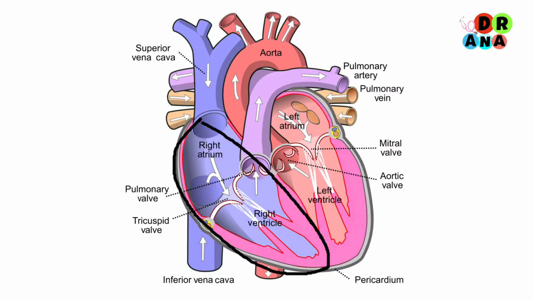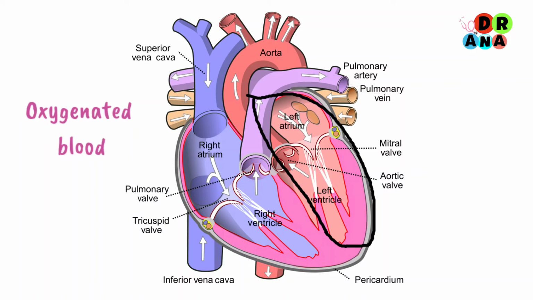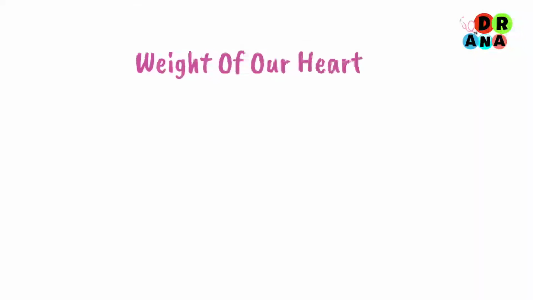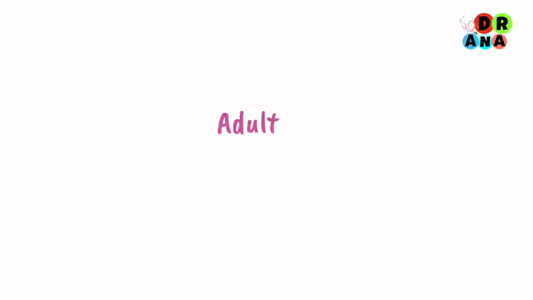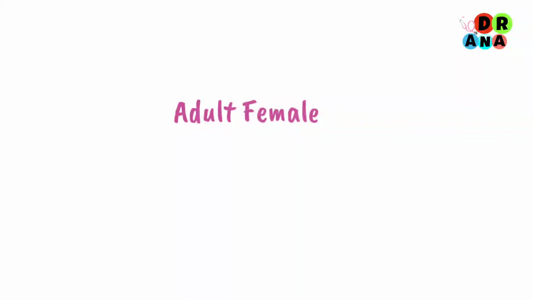Thus, right heart deals with deoxygenated blood for pulmonary circulation and left heart deals with oxygenated blood for systemic circulation. If we talk about the weight of our heart, in an adult male, the weight is 280 to 340 gram. In an adult female, the weight is 230 to 280 gram.